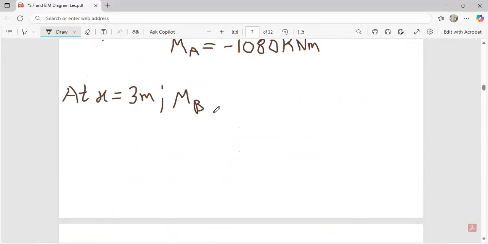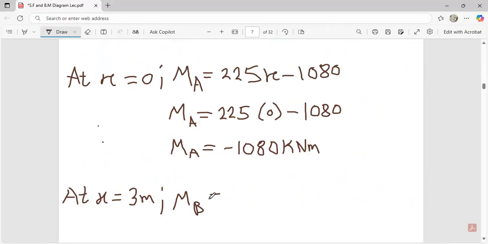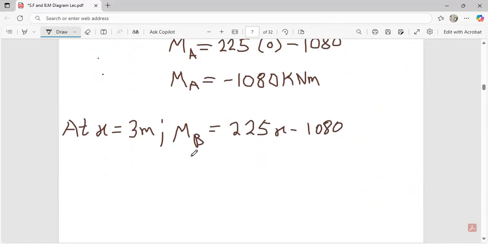Understand? So we get MB is equal to 225 times (x minus 10), 50. Let's come and put x is equal to 3 meters in. Let's put the 3 meters in it and see what we will be getting.